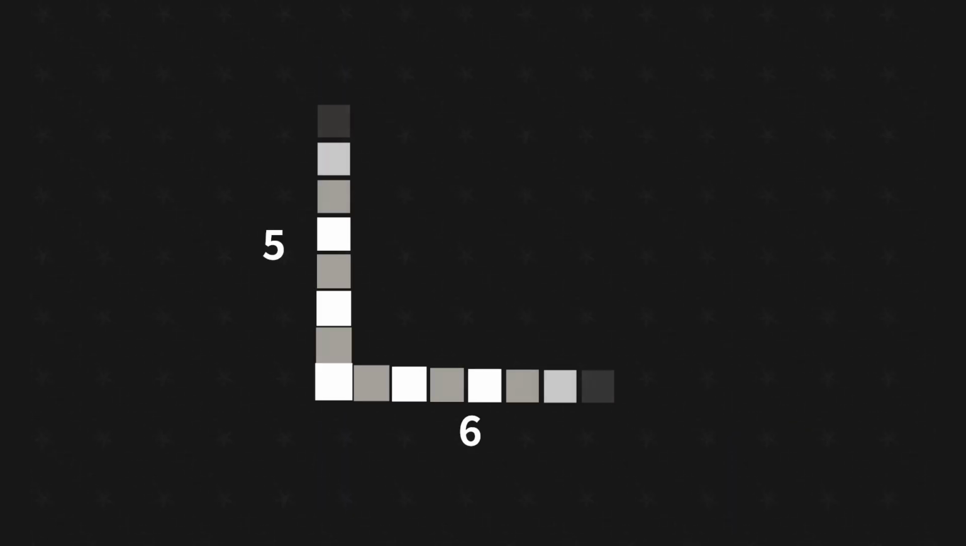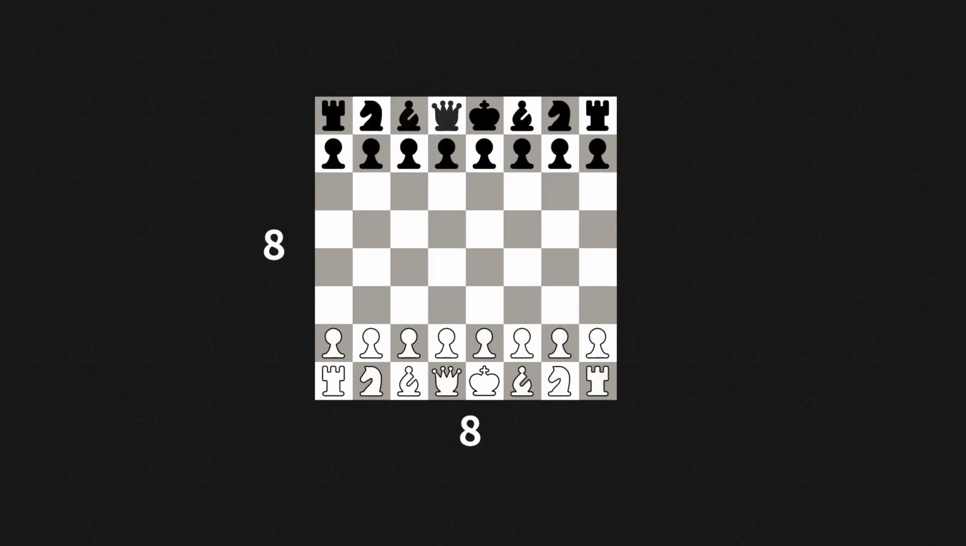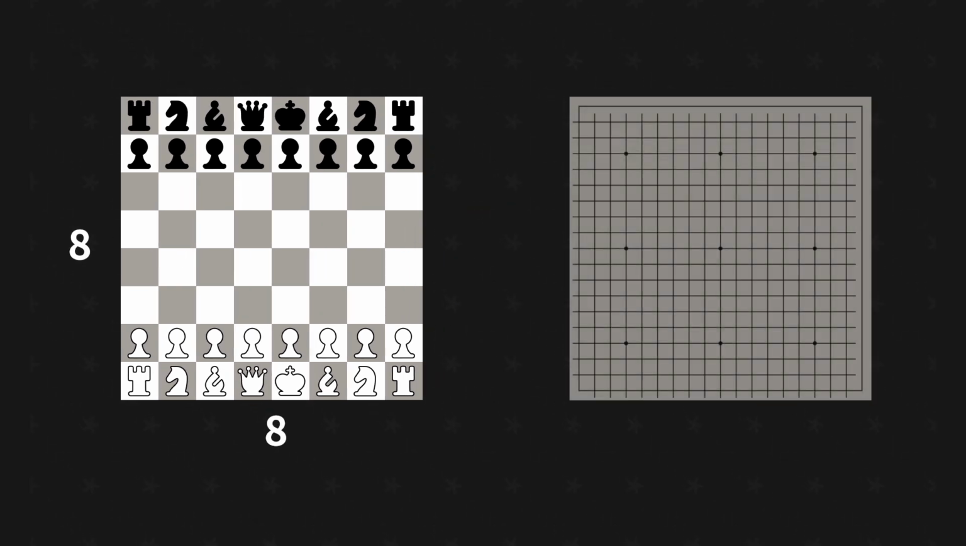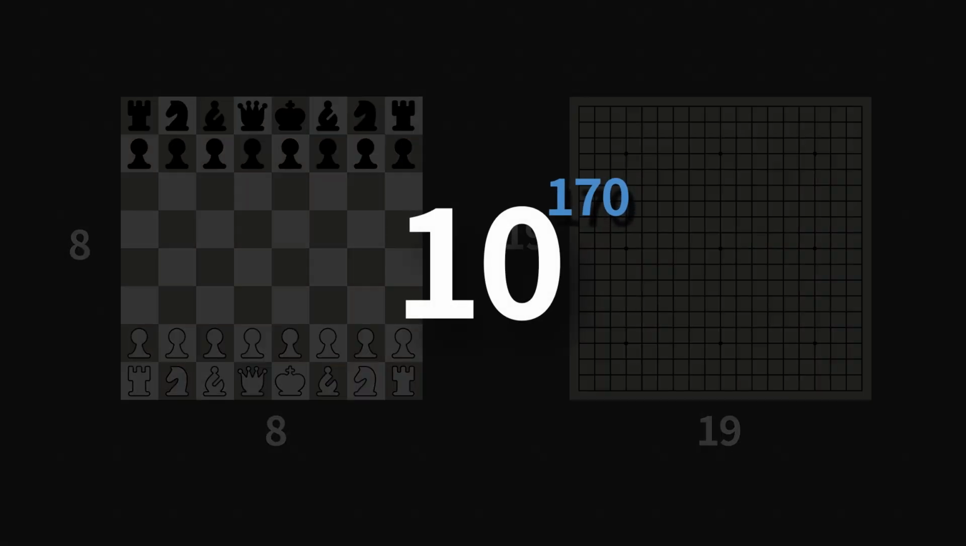Chess is played on an 8x8 board, with each side having 16 pieces. The number of possible game states is estimated to be around 10 to the power of 44. In contrast, Weiqi uses a 19x19 board, allowing for up to 361 stones in total. The number of possible game states in Weiqi reaches approximately 10 to the power of 170, a number far exceeding the total number of atoms in the observable universe.